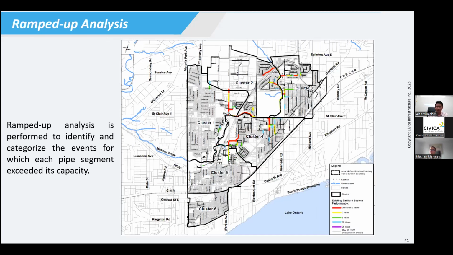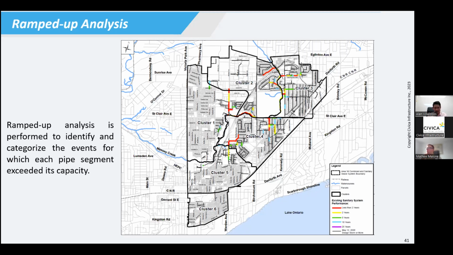Also, something that the City of Toronto asked us to do is a ramp-up analysis. Basically, the ramp-up analysis is just to run the calibrated model during different design storms. Then, once you have the different design storms, you identify the events, meaning the design storm, for which each pipe segment exceeds its capacity or is acting as a bottleneck. And then we classify this and we color code the maps.